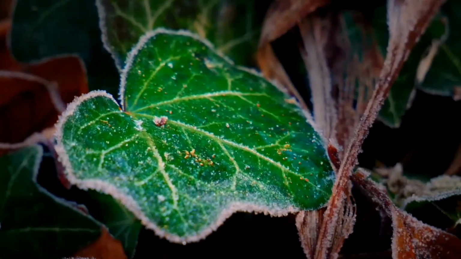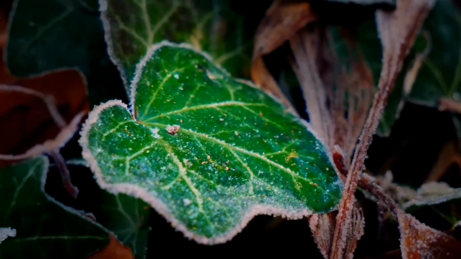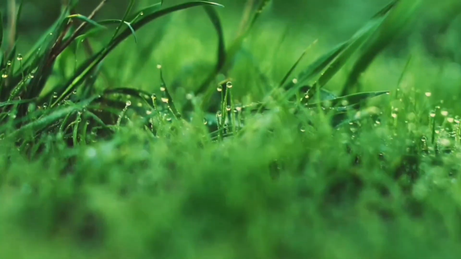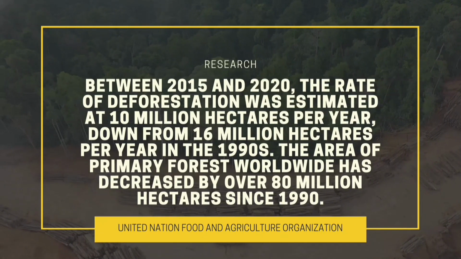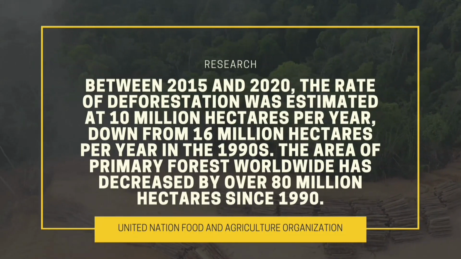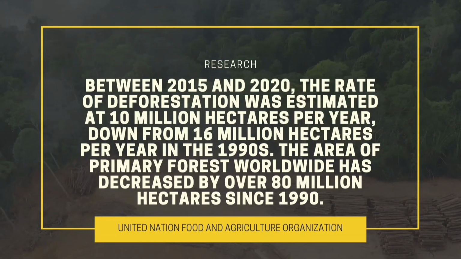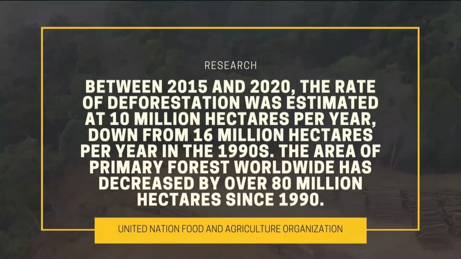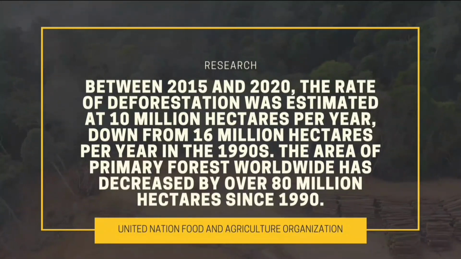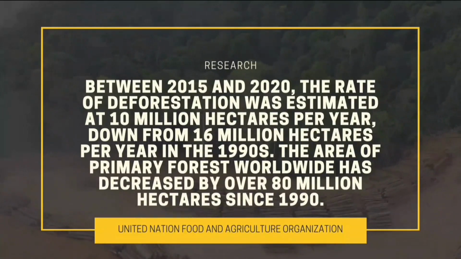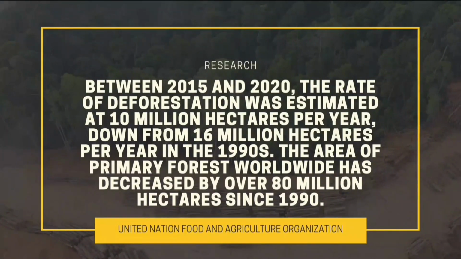Because as we all know, trees and plants are the major frontliners in absorbing carbon dioxide and turning it into oxygen. And according to the United Nations Food and Agriculture Organization, between 2015 and 2020, the rate of deforestation was estimated at 10 million hectares per year, down from 16 million hectares per year in the 1990s. And they said that the total area of primary forests worldwide has decreased by over 80 million hectares since 1990.